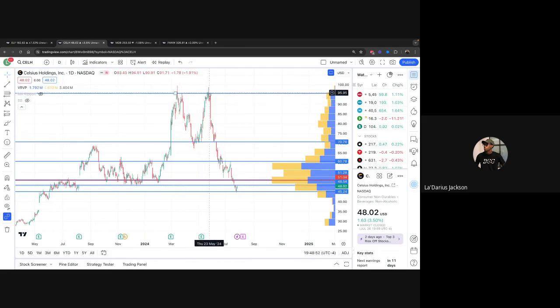Tested 100 again, gave up, and I think we could see this go for another run at 100, but the levels it's going to test back to the upside have to be 60 and 70. If they can't reclaim that 60 and 70 price point by the end of the year, then we may see some stagnation.